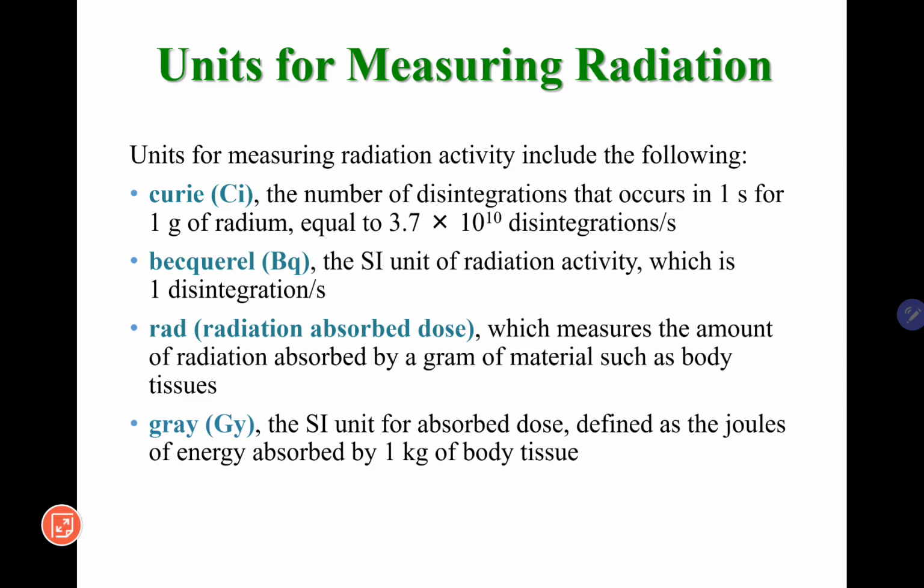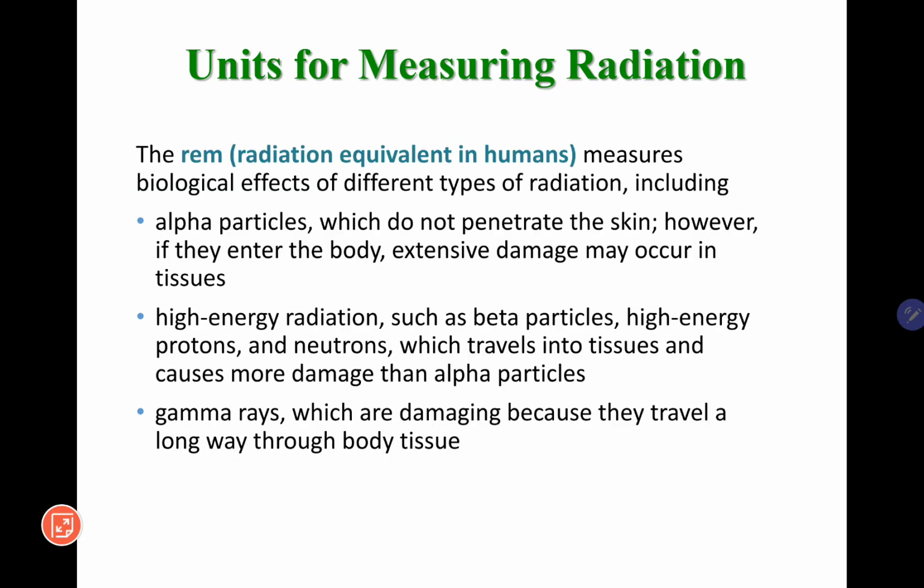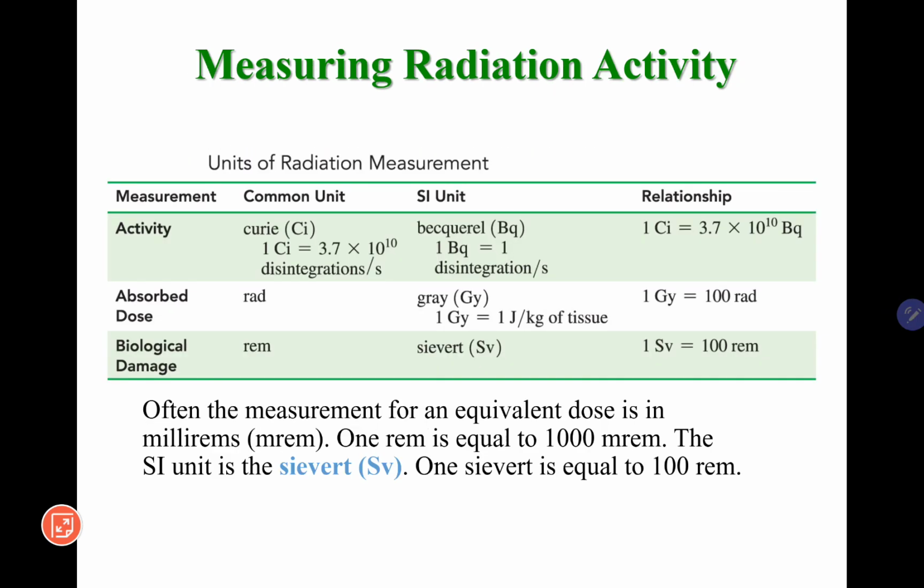I recommend that you read through this slide and the next slide. It is important that you know what type of units we use to measure radiations. Usually we use something called REM. REM is radiation equivalent in humans. You use REM to measure the biological effects of different types of radiation. Please read the slide through, and it will explain different types of radiations and their impact.